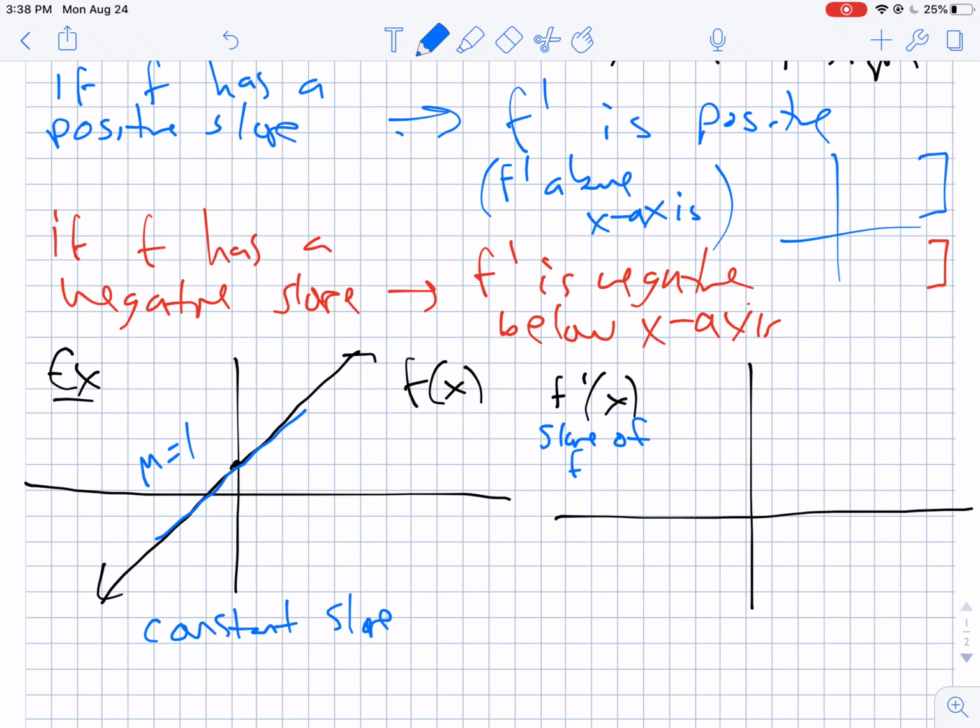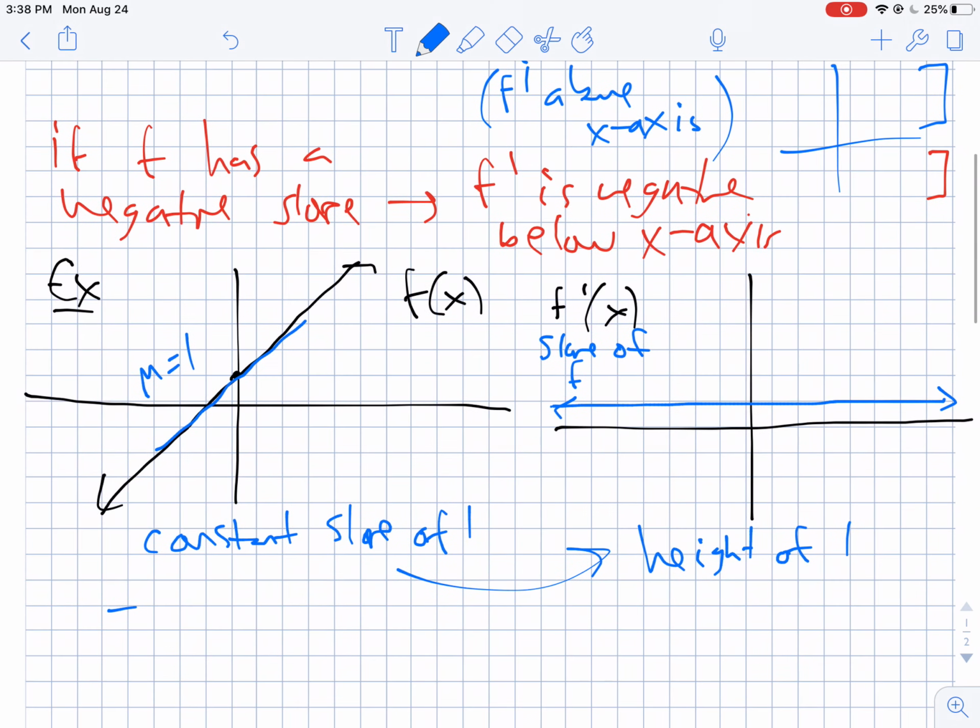Now remember, if it has a constant slope of 1, that means on my f prime graph, it's going to have a height of 1. No matter where you pick, that f prime value is always 1. And this makes sense, because this is the function x plus 1, which has a derivative of just 1. So that's why we always have a slope of 1 there.